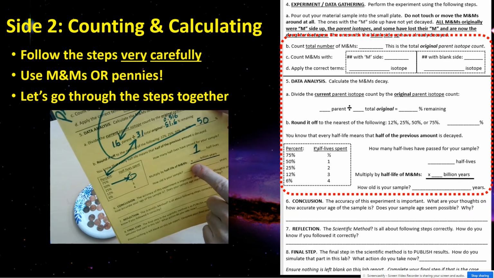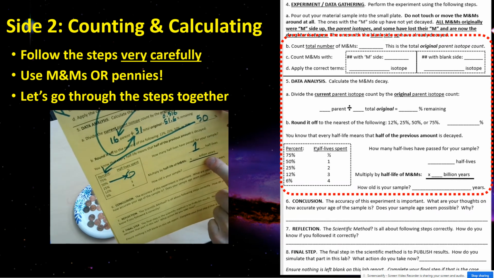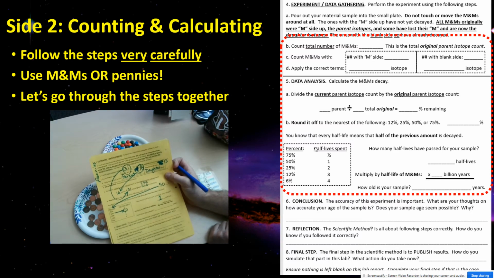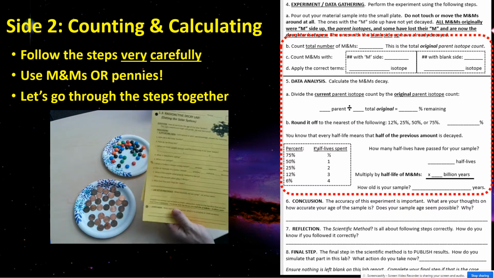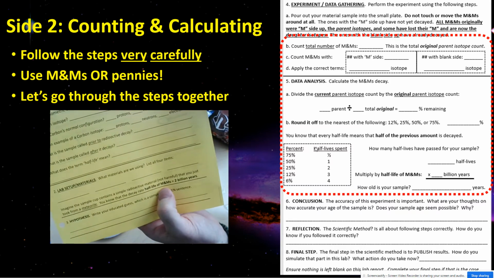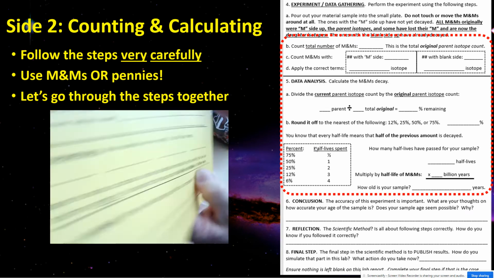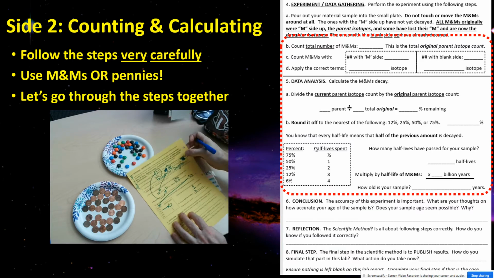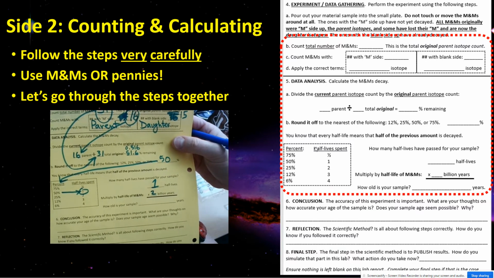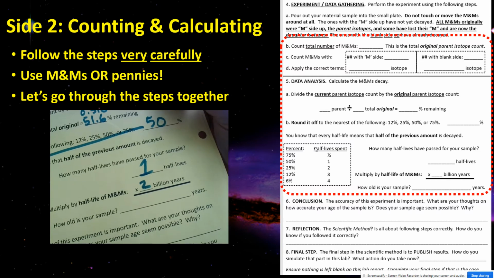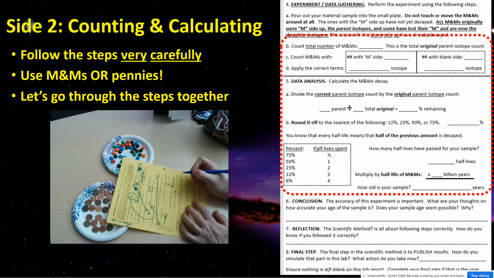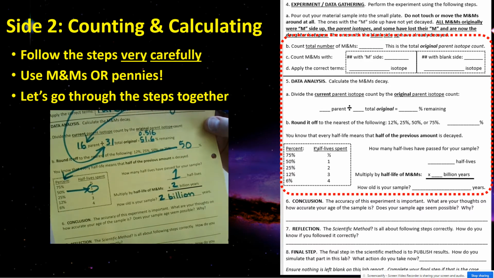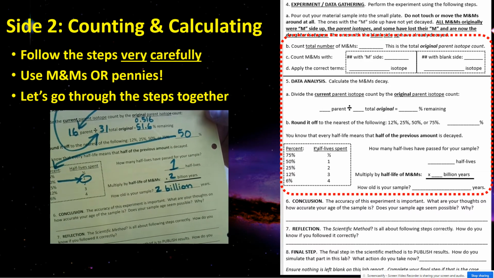Then, I'm going to multiply this times the half-life of M&Ms or pennies. What did we decide that was? I'm going to go back to the front side. Okay. And it says down here, half-life of M&Ms. Here we go. 2 billion years. Cool. So here I'm going to put 2. All right. And now I have an easy math problem on my hands. 1 times 2 billion years, and I get the age of my sample of pennies. 1 times 2, 2 billion years old. And we're done with our calculations.